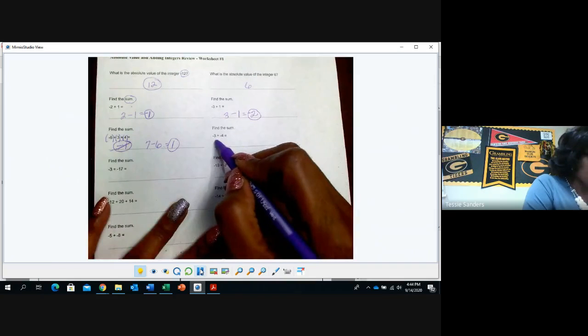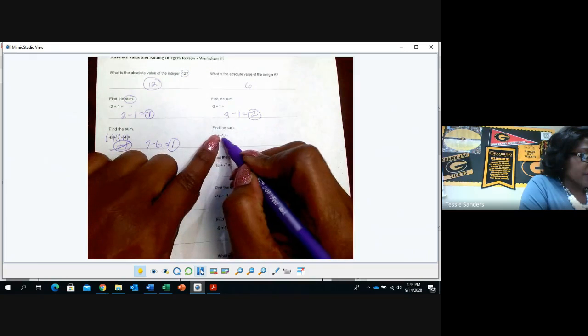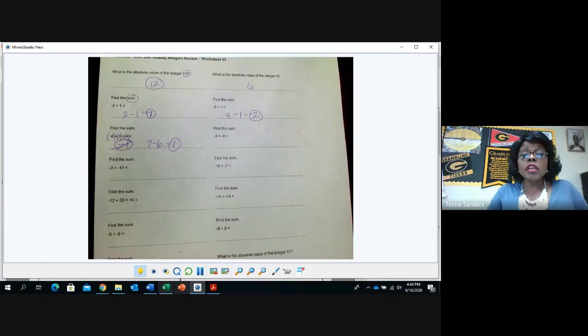So we have -3 plus -4. Remember, we're going to keep the sign, keep that same sign. Let's look at our cheat sheet.